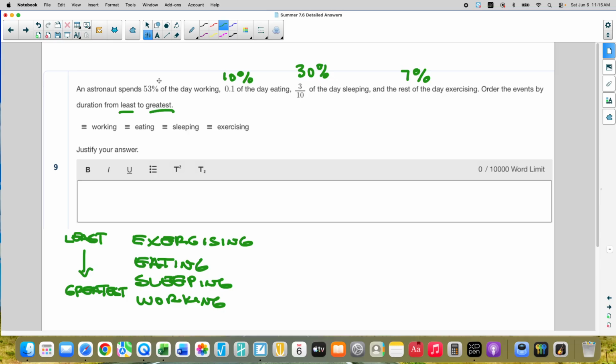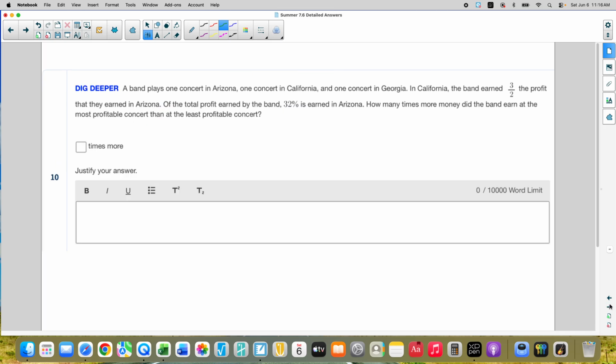Explain, because we converted all these different formats, decimal to a percentage, fraction to a percentage. We already had a percentage, and it's going to be your full day is 100%, so 53, 63, 93, and then the 7% remaining to get me to 100.